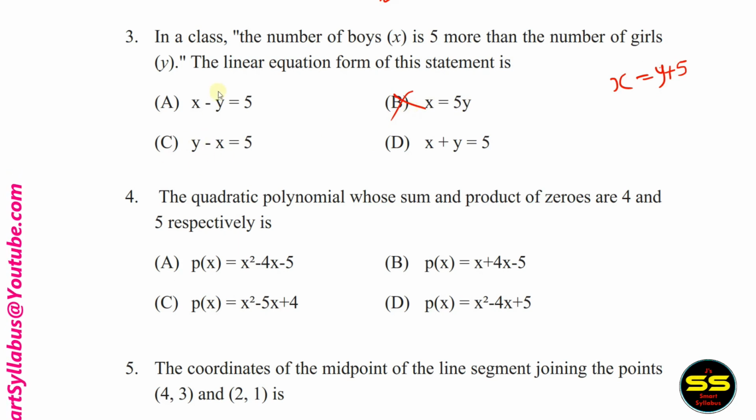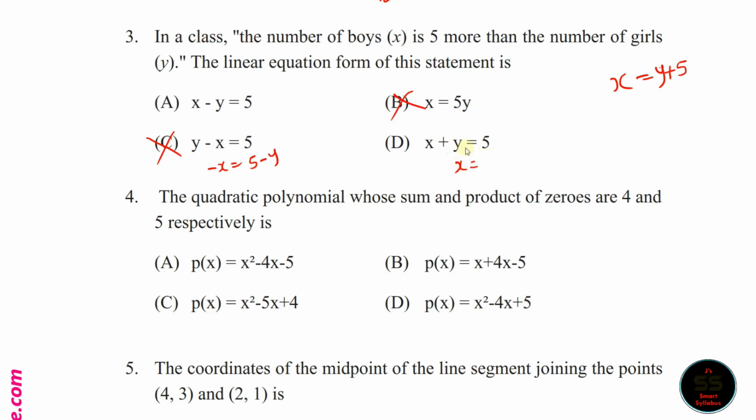Within this, if we analyze, as you can see, keep this minus x here only, 5 is here. If y is on that side, we'll get minus y. x is there with a minus sign, but here we have x with the plus sign. So definitely this is also going to be a wrong option. Let's check the fourth option. We need an equation for x.